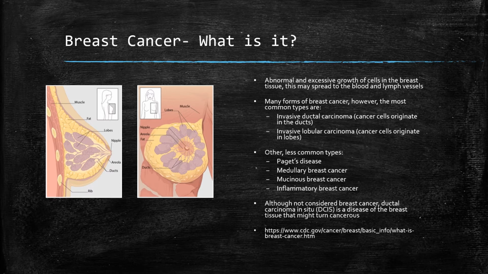There are many forms of breast cancer. However, the two most common types are invasive ductal carcinoma. This is where the cancer cells originate in the ducts of the breast. And invasive lobular carcinoma. This is when the cancer cells originate in the lobes of the breast.